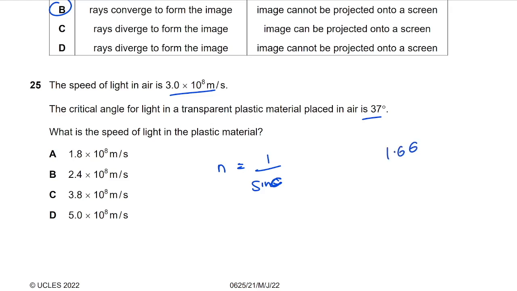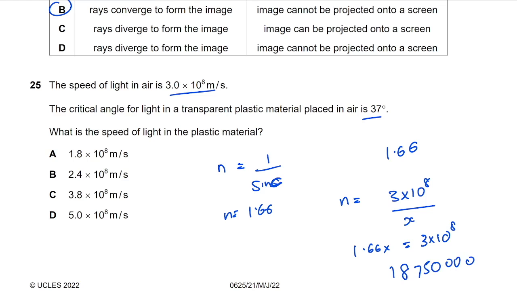1.66. Okay, 1.66. Now, once I've identified my refractive index, 1.66 is going to be my refractive index. I can use this formula, which is the formula that we use in a medium, where n is equal to the speed of light in air over the speed of light in that plastic material, so it'll be x here. So 1.66 times x is equal to 3 times 10 to the power 8. So I divide this and I'll get a long number like 1875000, which would simply just be 1.8 times 10 to the power 8. So the answer is A. Yeah, so refractive index first, and then you would use the other formula.